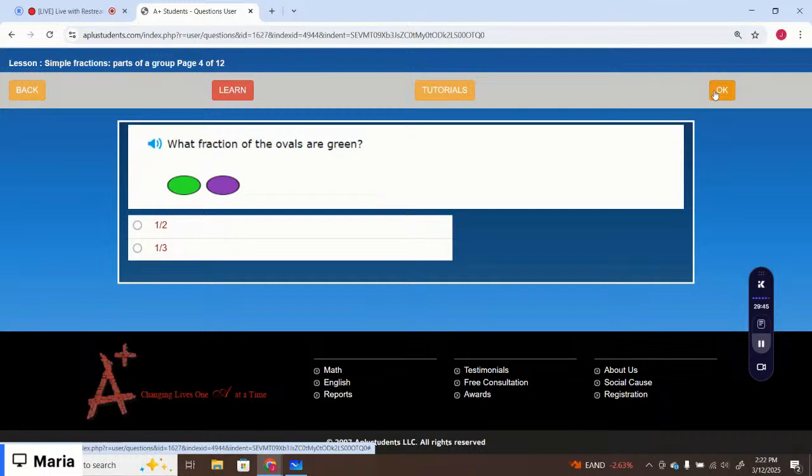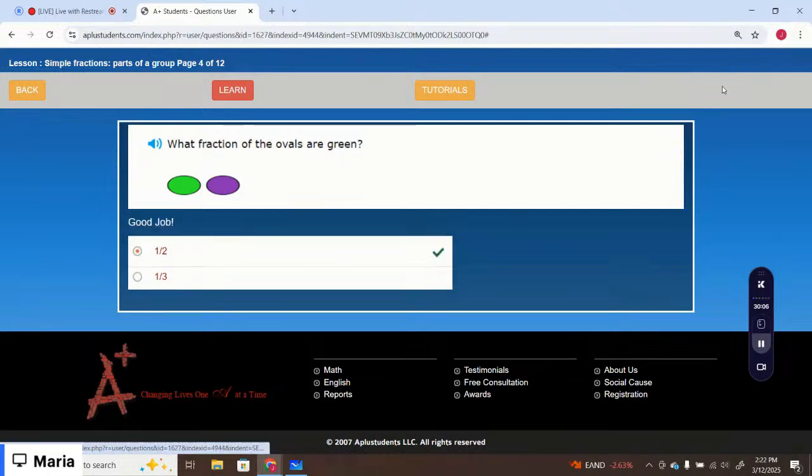What fraction of the ovals are green? That is 1 out of 2. Option number 1 is the correct option.